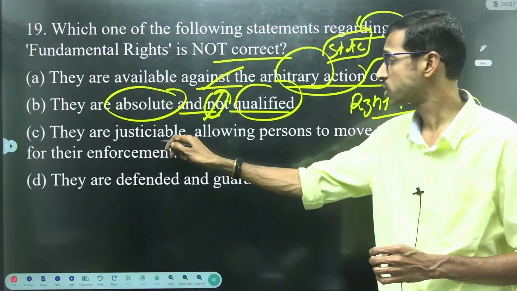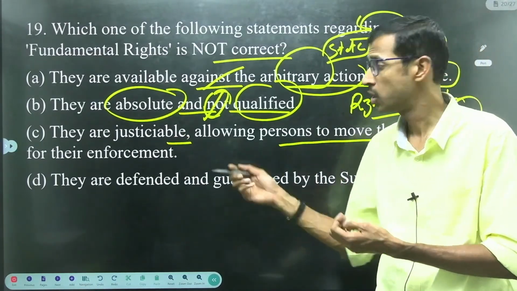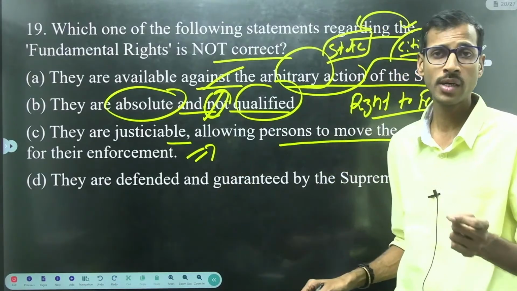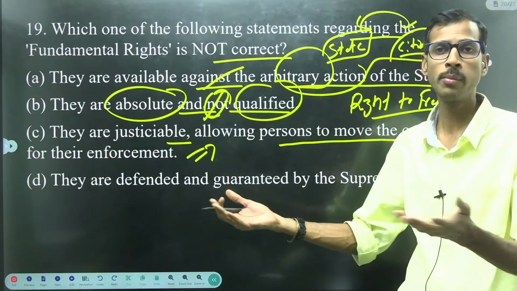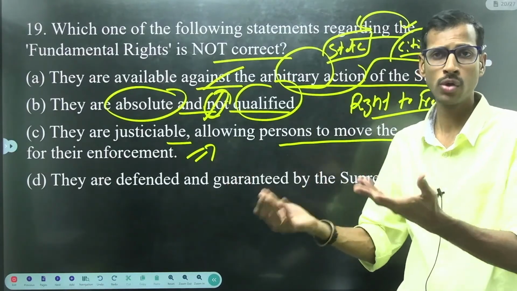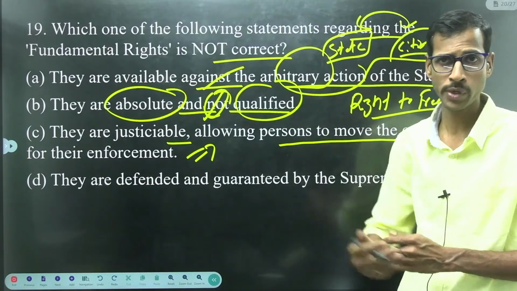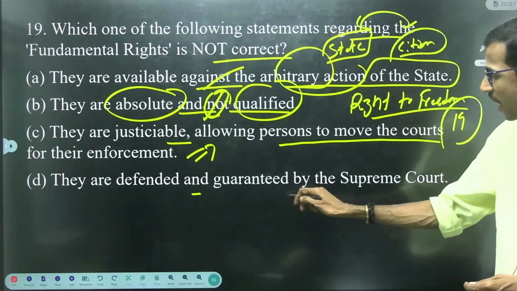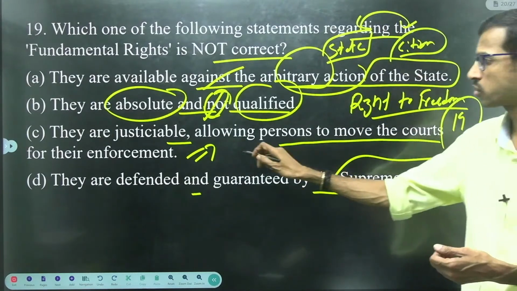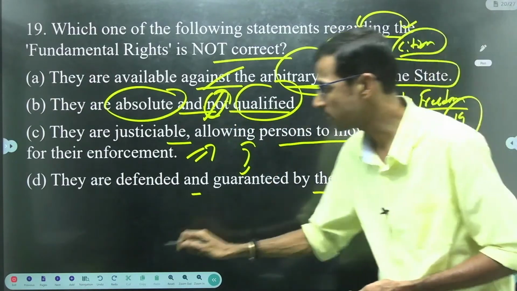So they are justiciable, allowing persons to move the courts for their enforcement, right? For the violation of the fundamental rights, we can directly move to the Supreme Court. No in-between courts; we need not go to the High Court or District Court. We can directly move to the Supreme Court on the violation of the fundamental rights. That is correct. They are defended and guaranteed by the Supreme Court, right? So both statements are the same one. So except this second, B is not correct.